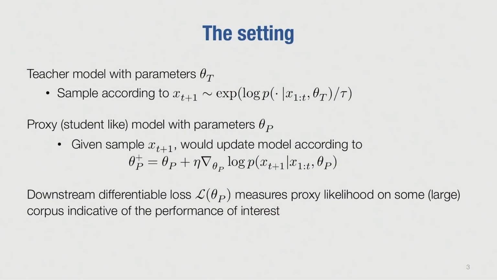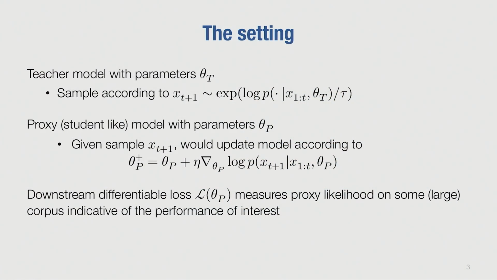So here's the setting. We have a teacher model, and we can draw samples from the teacher model. The teacher model specifies some distribution over next tokens given previous tokens, and we can sample according to it. And all you can get as a third party is just samples from this model.